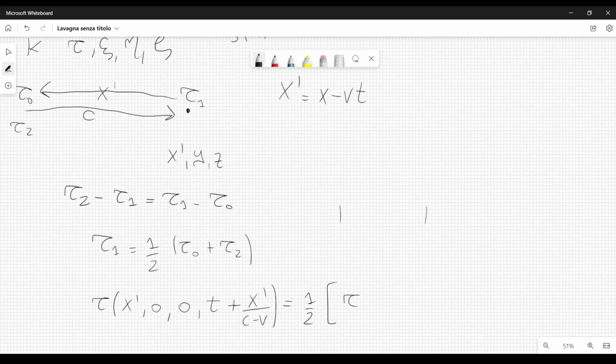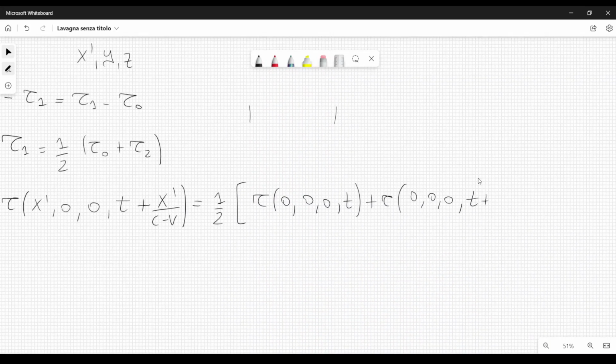Here we have tau of 0, 0, 0, t, which represents simply tau 0. Then we have plus tau of 0, 0, 0, t plus, in this case, the same contribution x prime over c minus v, but also another contribution, which is x prime over c plus v.